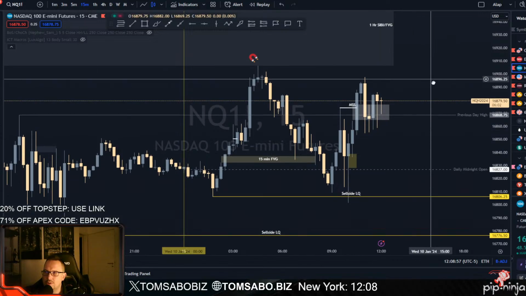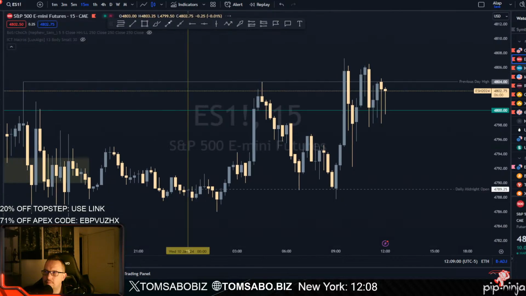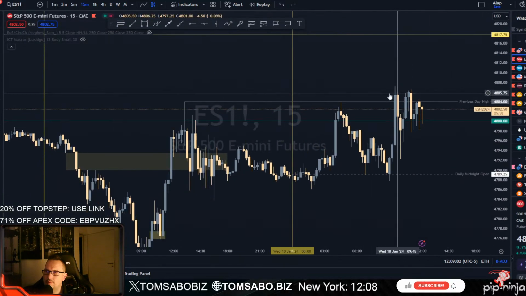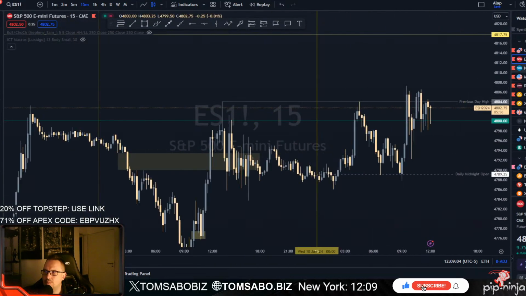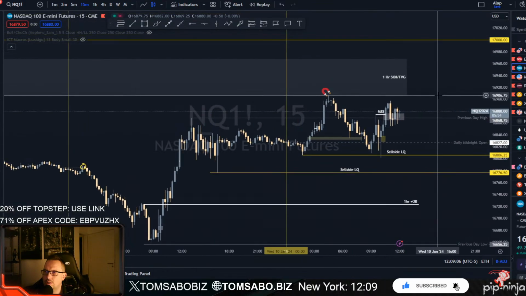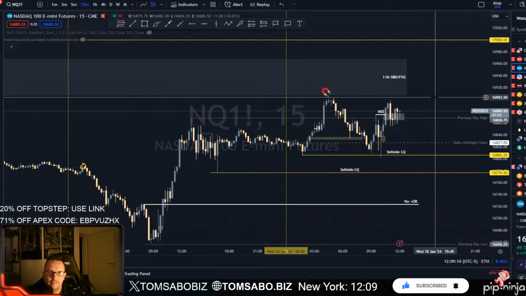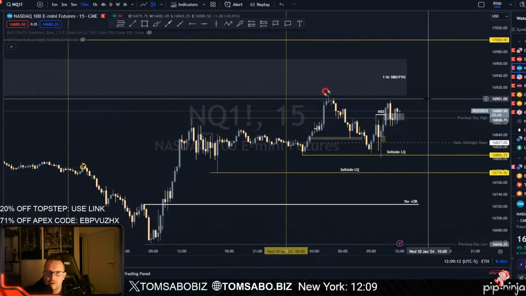Looks nice and bullish still on the 15-minute. ES looks nice and bullish. I don't know.